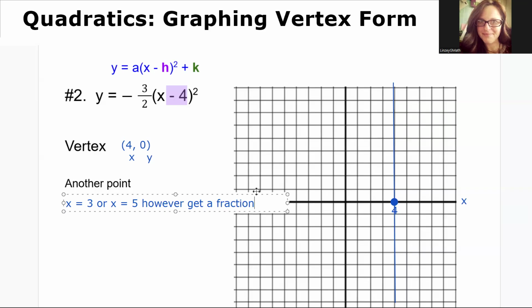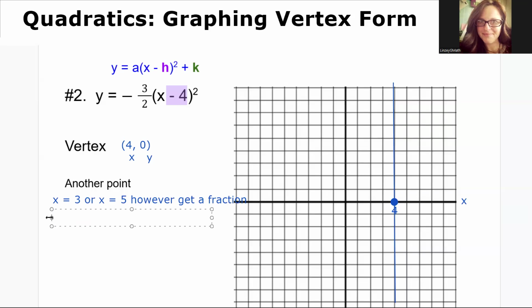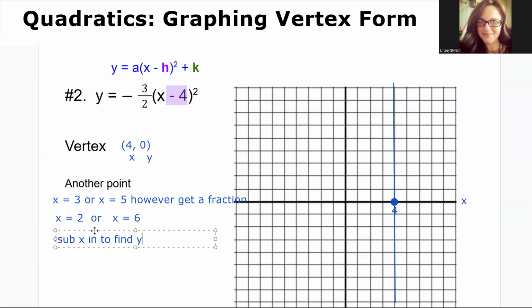Now, if you have the ability to graph -1.5 or -1/2, you can. But I don't have fractions on my graph, so I'm going to use x equals 2, or you could use x equals 6. And we'll substitute x in to find y. I'm going to use x equals 2.